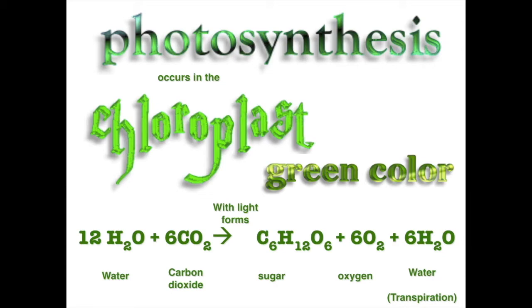This is then transported to the chloroplasts, which is the site of photosynthesis, using light to break apart the molecules into individual elements and then reshape and reform them into sugar, which is C6H12O6, and oxygen, so we have 6 units of O2. Then we have transpiration, which is releasing 6 H2O, 6 waters. Both the oxygen and the water will leave through the stomata of the guard cells.